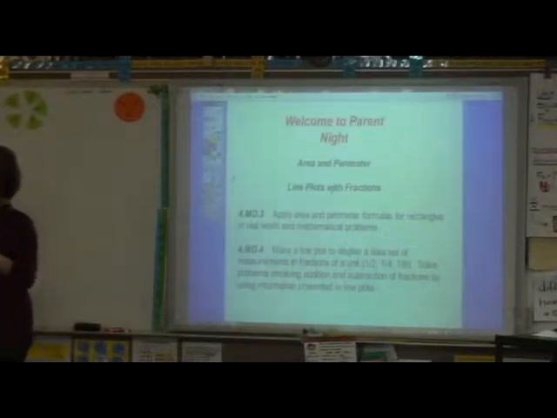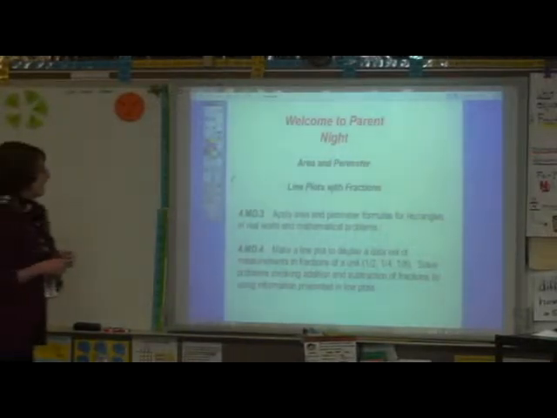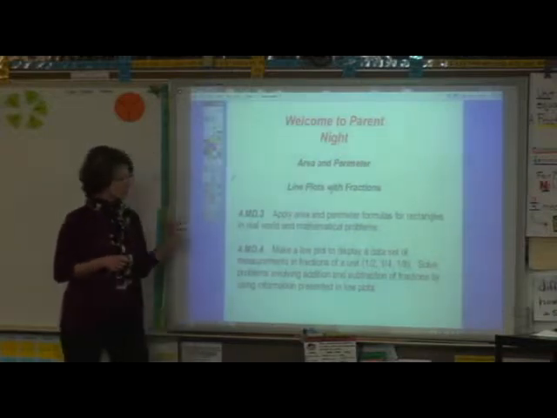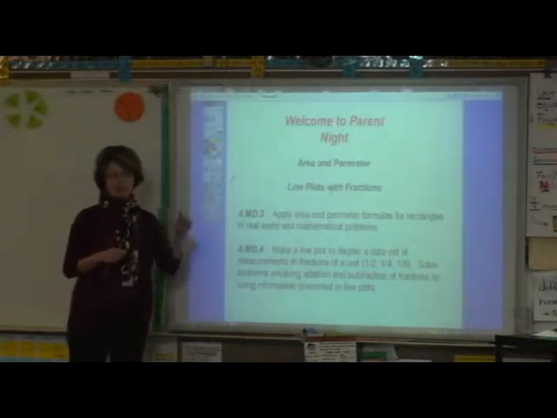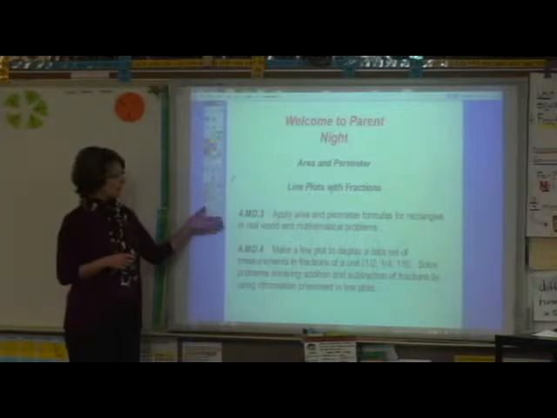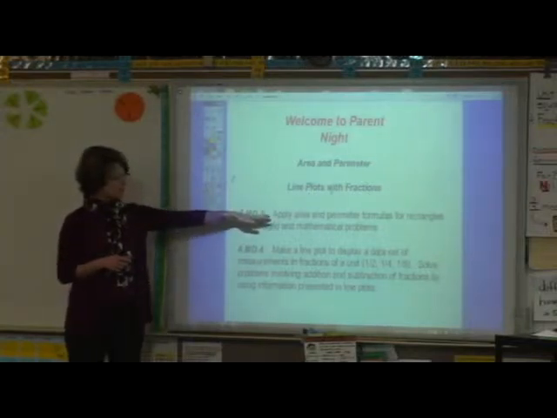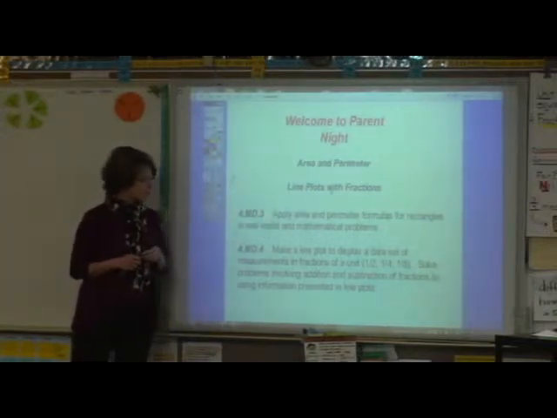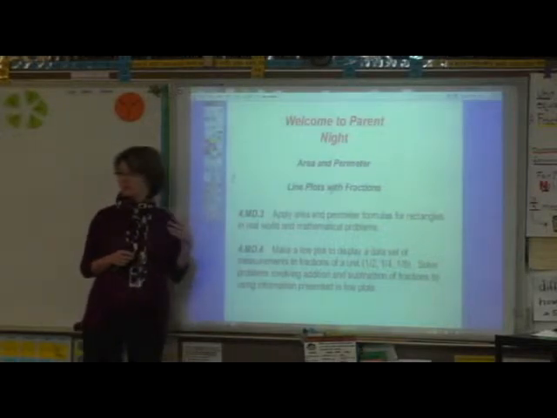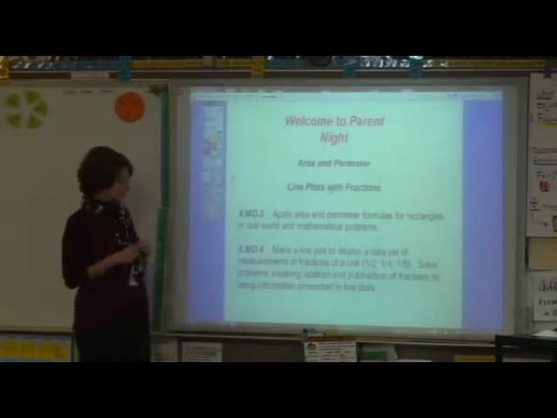Parent Night. Several faces I recognize from last time. Tonight we're going to focus on what the children have been working on a little bit and what we're going to continue working with. Here are standards. We're going to look at calculating for area and perimeter using word problems and real situations, and we'll see some of those in just a minute.